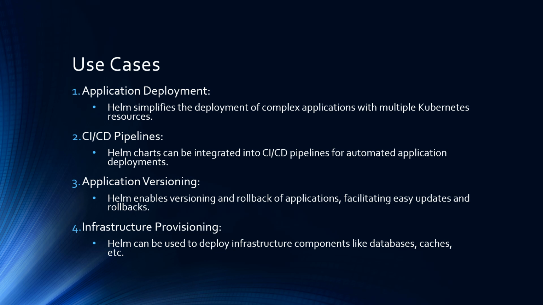Infrastructure provisioning extends Helm's usefulness beyond application deployment. Many teams use Helm to manage cluster-wide infrastructure components like monitoring solutions, Prometheus, Grafana, logging stacks, EFK/ELK, service meshes, Istio, ingress controllers. These use cases demonstrate why Helm has become an essential tool in the Kubernetes ecosystem.